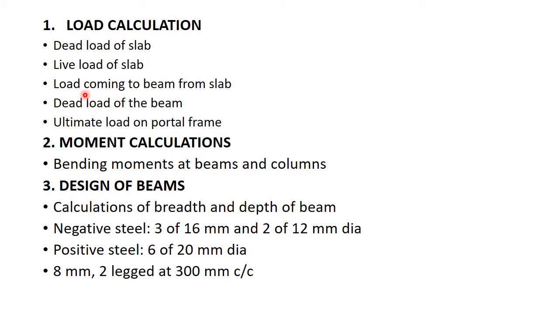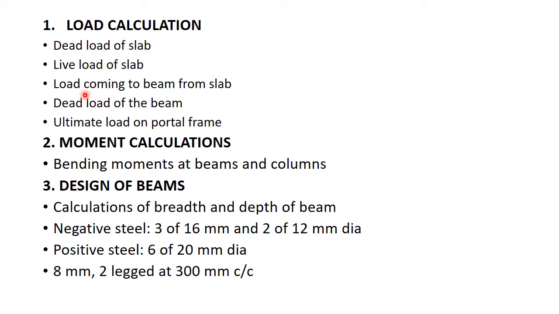By considering the triangular variation, you have to calculate what are the loads coming on the beam. Then along with that, you have to calculate the dead load of the beam. Once you know all these loads, you add all the loads, which will give you the total working load. Once you multiply that by the factor of safety, it will give you the ultimate load which is acting on the portal frame. Once you get that ultimate load, which will be in the form of a uniformly distributed load, you have to calculate the moments.